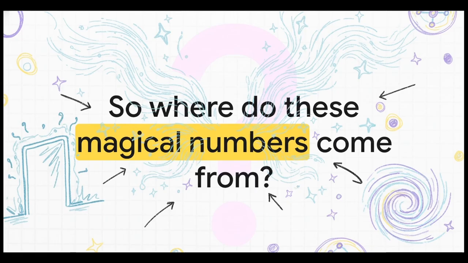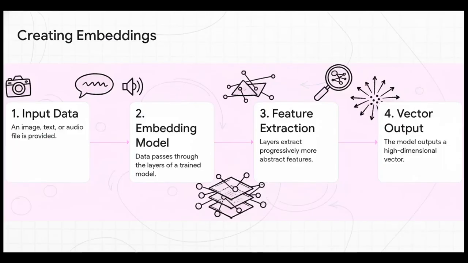So the big question is, where do these numbers actually come from? Well, they're created by these really specialized AI models called, you guessed it, embedding models. It's a pretty straightforward process. You take your data, an image, a chunk of text, and you feed it into one of these models. The model, which has been trained on just astronomical amounts of data, processes it, pulls out all these abstract features, and then spits out that powerful vector embedding at the end.